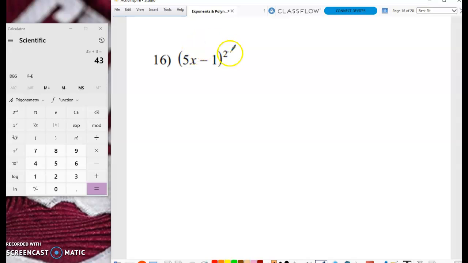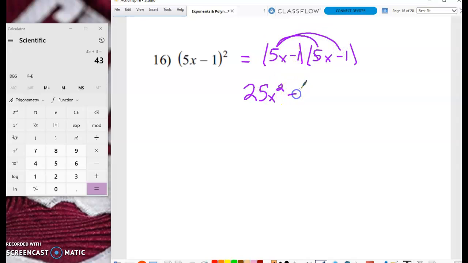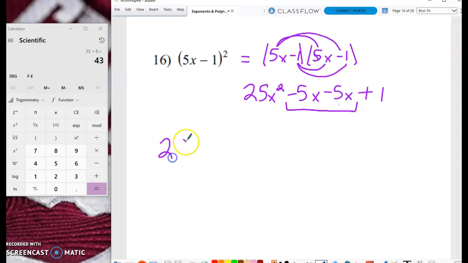Same thing here. We don't distribute that square. We rewrite it as 5x minus 1 and 5x minus 1. And we're going to distribute. So 5x times 5x is 25x squared. 5x times negative 1 is minus 5x. Distribute the negative 1. So that's negative 5x. And negative 1 times negative 1 is positive 1. Combine my two like terms. I get 25x squared minus 10x plus 1.